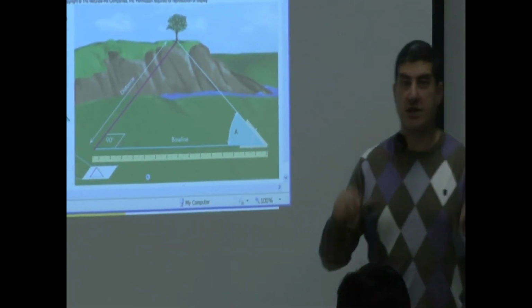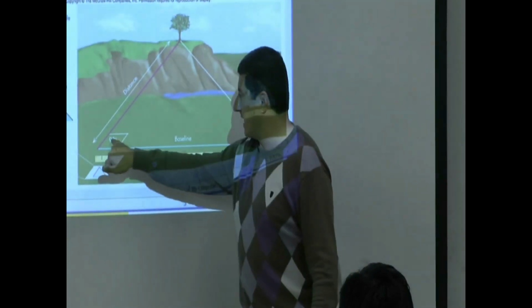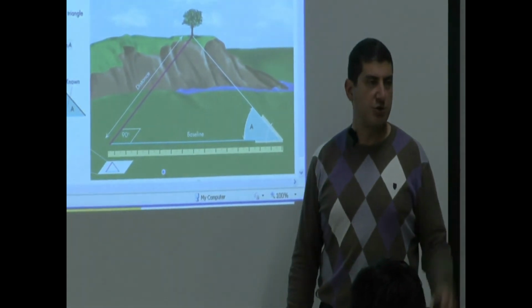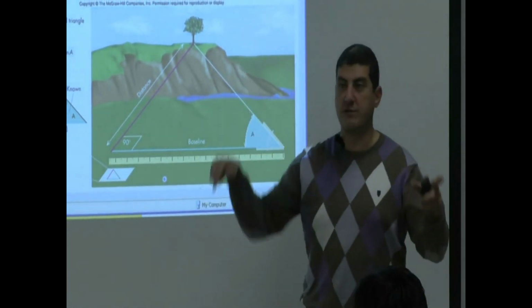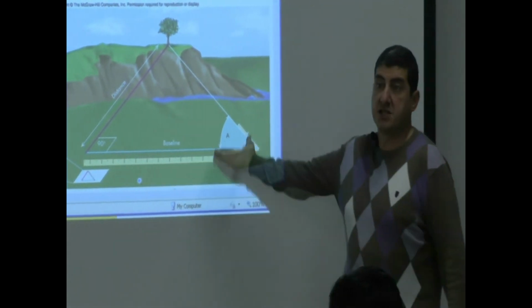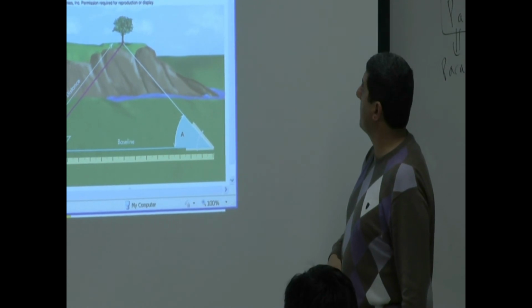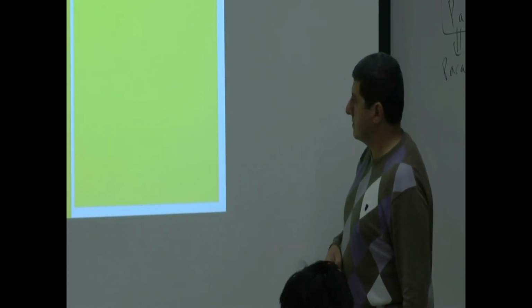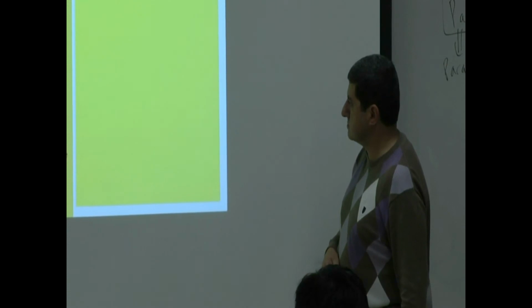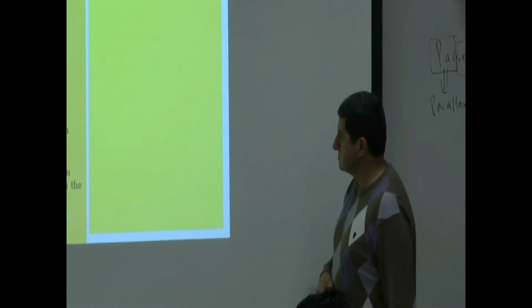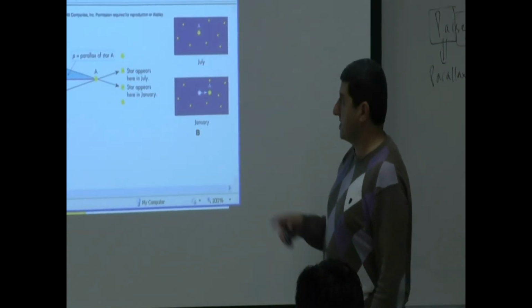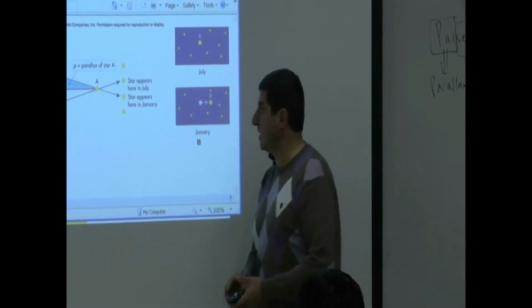In geometry, they call that angle side angle. Right? As long as you know two angles and a side, then you can know everything about that triangle. Right? This is one example of parallax. Okay? This is how this concept is applied to astronomy.